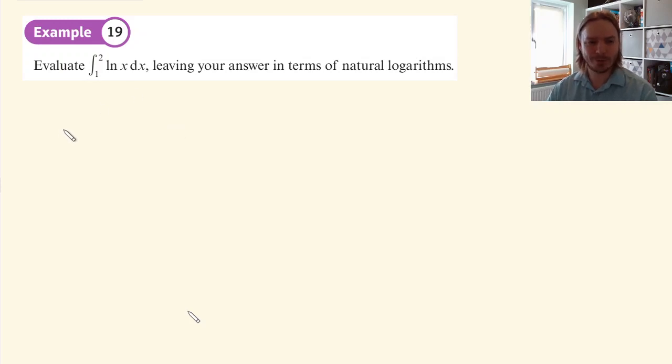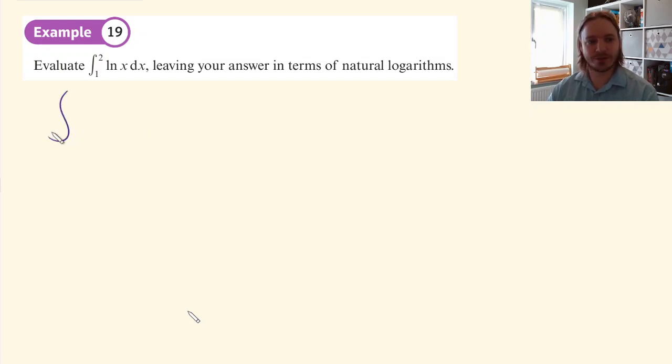So for our final example, we're going to add two little awkward things in. The first is that we've got some limits. We're running between 1 and 2, so we need a definite integral. And the second is that we're doing ln x, which is something that previously we couldn't integrate, but actually we can sort that out with a bit of work now that we know how to integrate by parts.